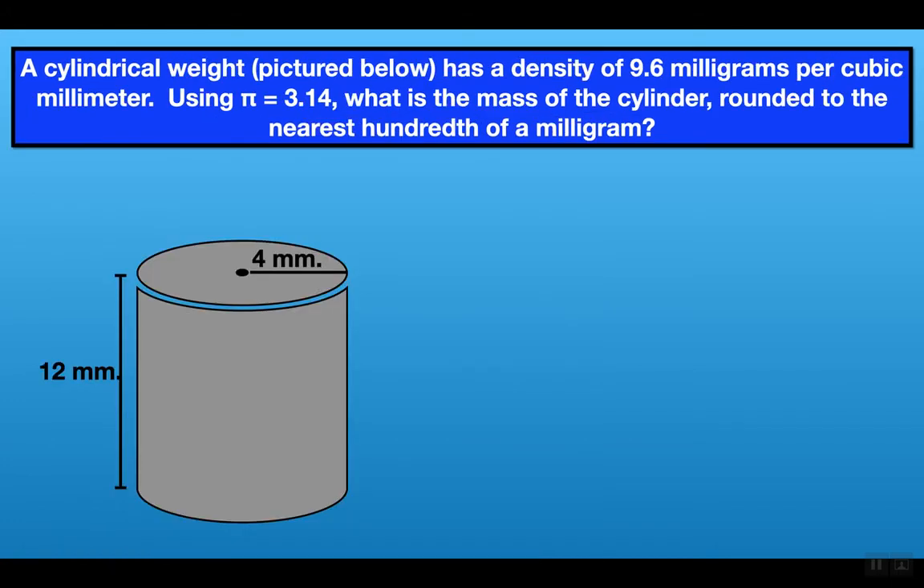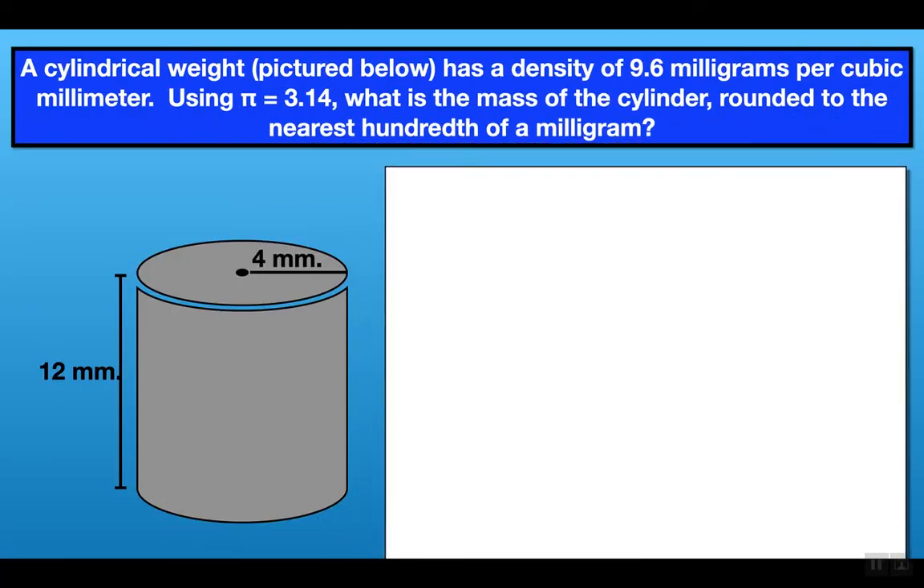For our next question, it says a cylindrical weight, pictured below, has a density of 9.6 milligrams per cubic millimeter. Using pi equals 3.14, what is the mass of the cylinder rounded to the nearest hundredth of a milligram? Okay, so as you can see, they've given us a cylinder and we have the radius. The radius is 4 millimeters and the height is 12 millimeters. So let's start with our formula. Our formula is density equals mass divided by volume.